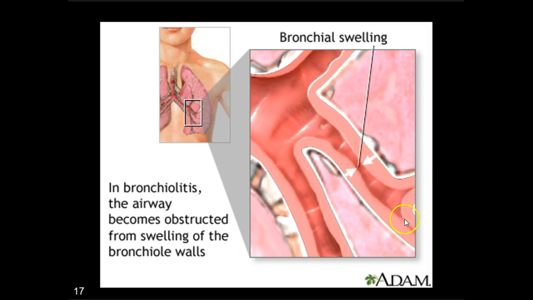These bronchial tubes empty into the alveoli, which again, is where oxygen is exchanged with blood. But in order to get oxygen down into these alveoli, you need bronchial tubes that are open. So when these become swollen, it makes it difficult to breathe.